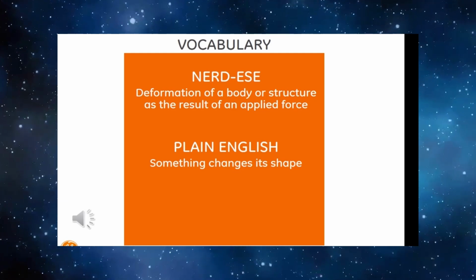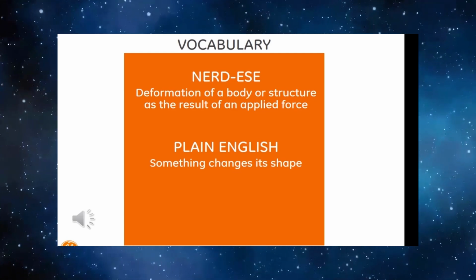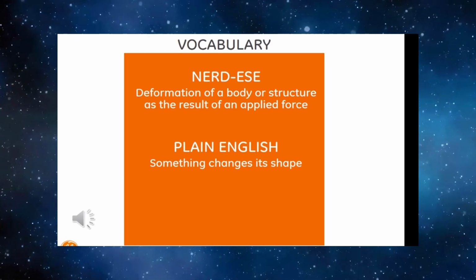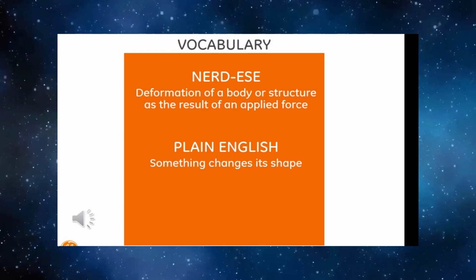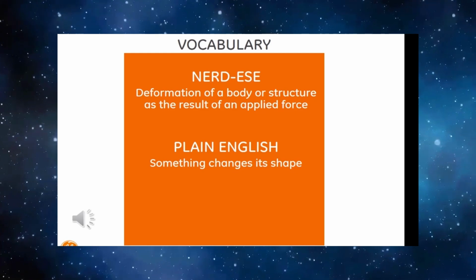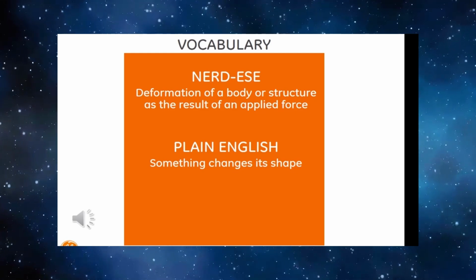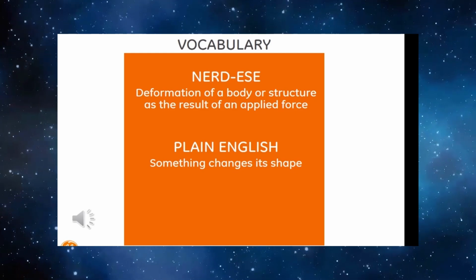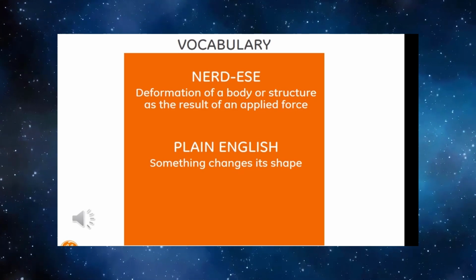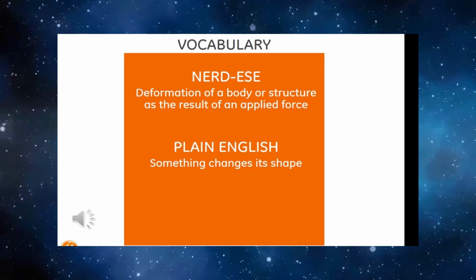So the first term we're going to define is deformation, because we've already seen that strain is the deformation of a body or structure as the result of an applied force. What does that mean in plain English? In plain English, it simply means that something changed its shape. And that's pretty much all it means. It's that simple.